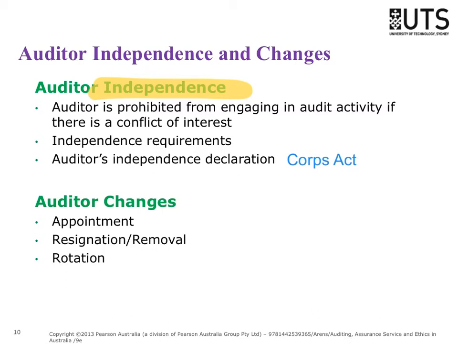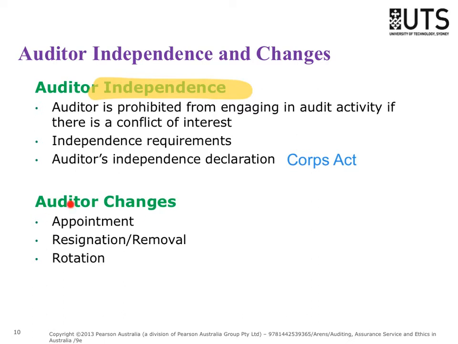If ASIC finds that you've breached your independence requirements, it's a very clear, open and shut case that you've contravened the Corporations Act, because you've clearly signed a declaration, but you've breached the requirements by whatever evidence that they've got. So there's no escaping out of that sort of charge.